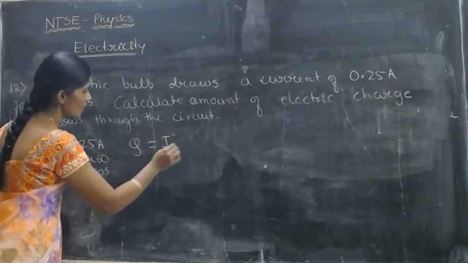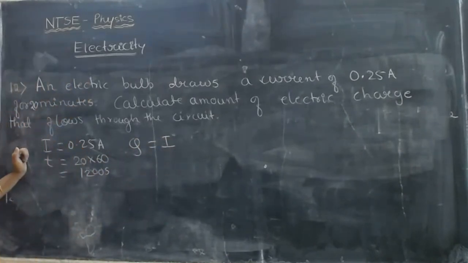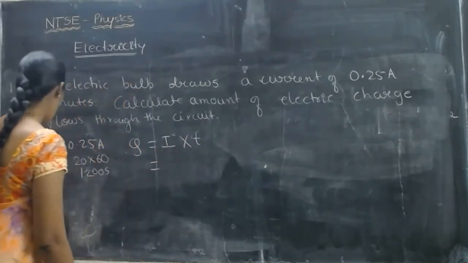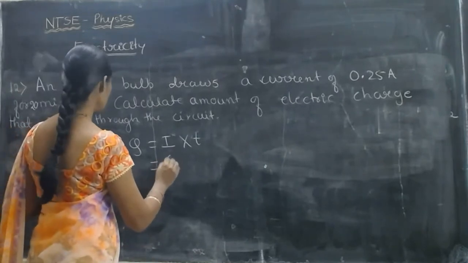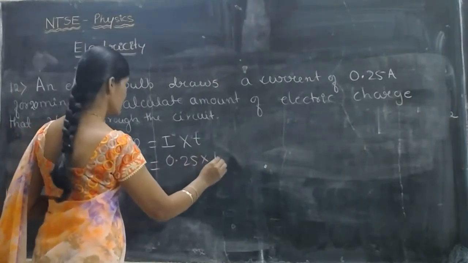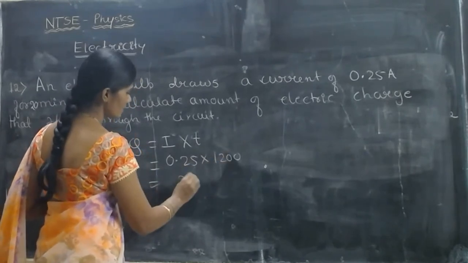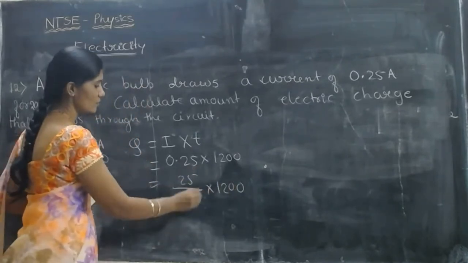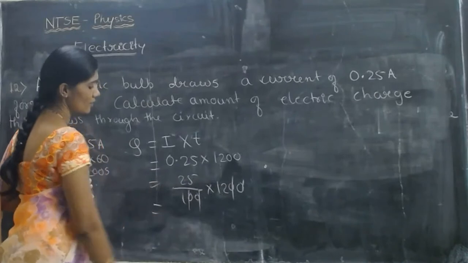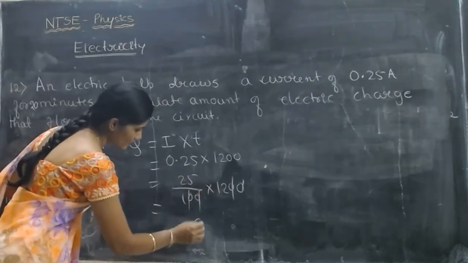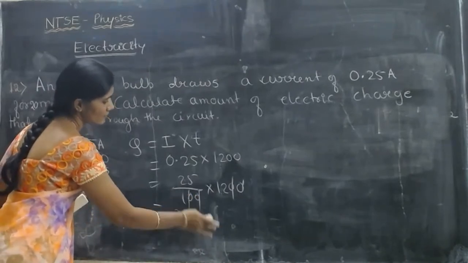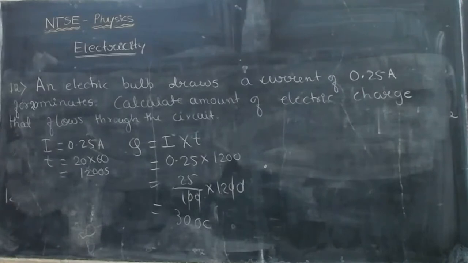What is the formula for Q? Q equals to I into T. I equals to Q by T. I is 0.25 and this 1200. To make this calculation easy, we keep this one in a fraction form, so it can cancel as this zeros. 25 into 12. 12 5 is a 60. 12 is a 24. 24 plus 6. It's correct. This is 300 coulombs.